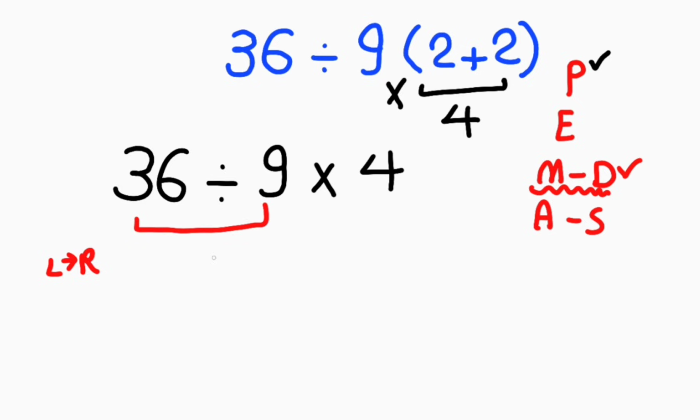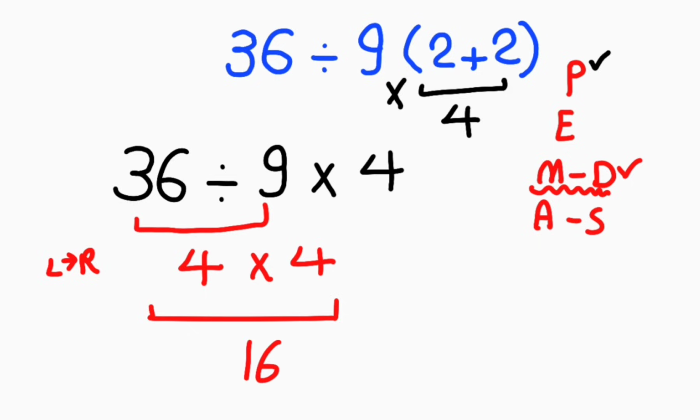36 divided by 9 equals 4. At the end we have 4 times 4, so the final answer is 16.